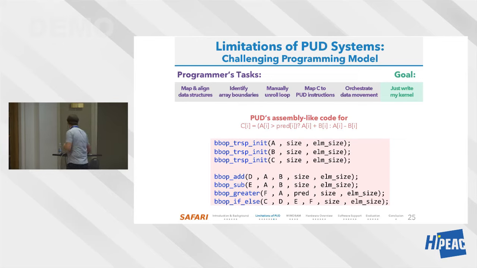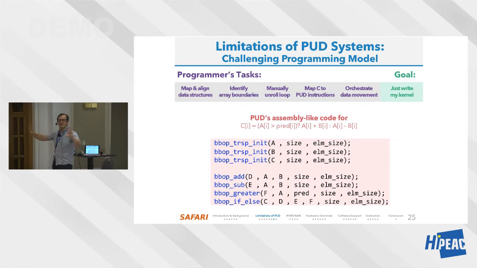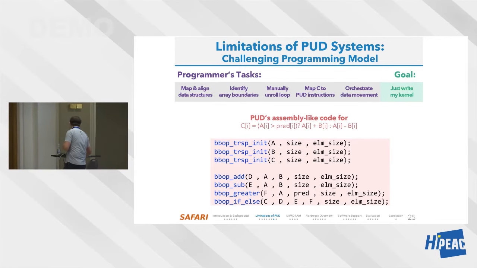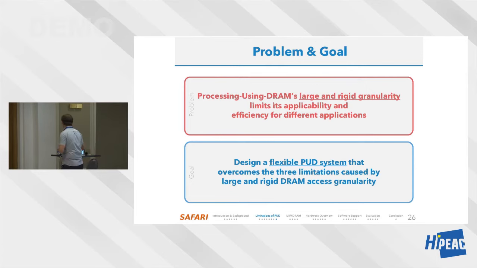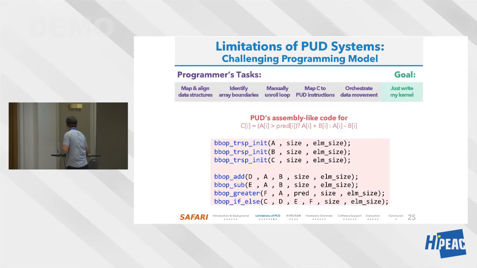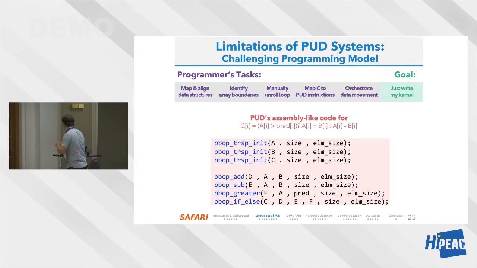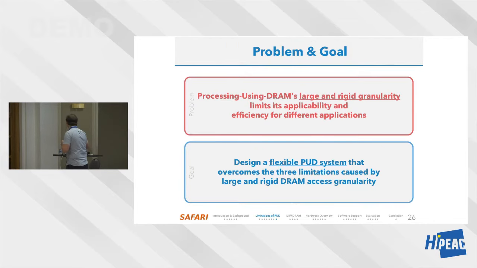But what the programmer really wants to do is just write my kernel and not worry about anything happening underneath, right? So that's what we intended to do in this work, to fix some of these issues, but it's not easy to do, especially if the granularity of computation is much larger than the granularity of computation the programmer expresses in general. So what is our goal in this work? Essentially, we want to get rid of this large and rigid granularity as much as possible and design a flexible processing using DRAM system that overcomes these limitations.